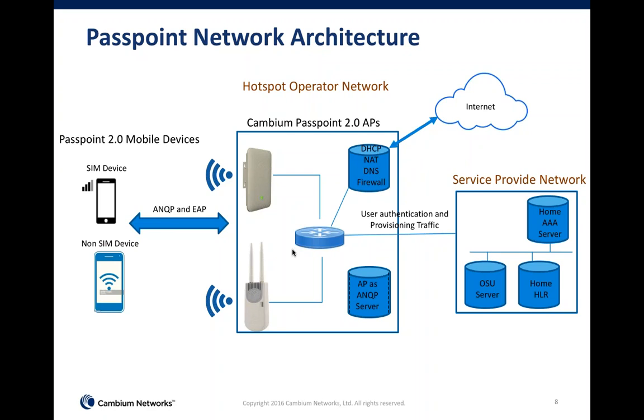And then back on the network, to terminate the authentication, you need some additional servers, such as the 3GPP AAA server. That's where the RADIUS authentication happens. And then OSU is an online sign-up server. So Passpoint also has a way for you to sign up if you're not already a subscriber.